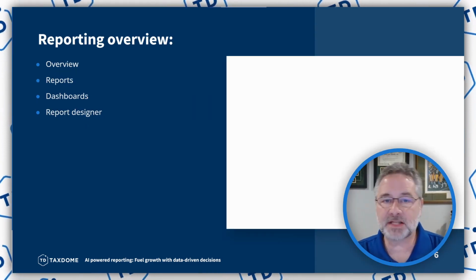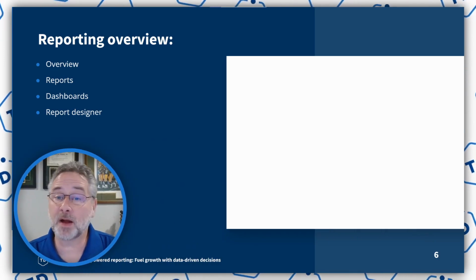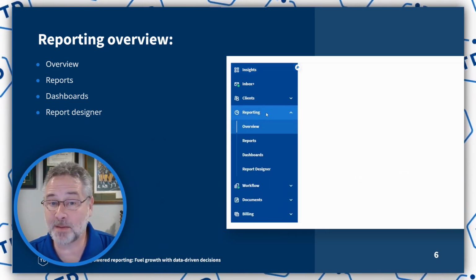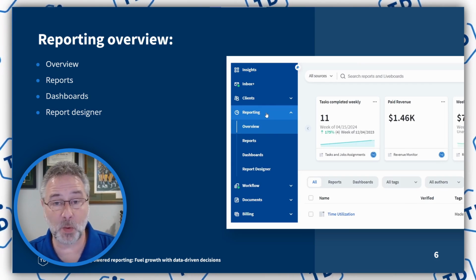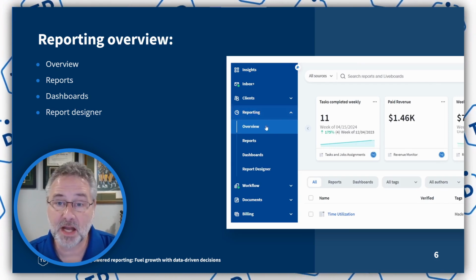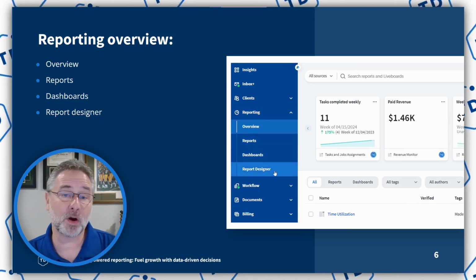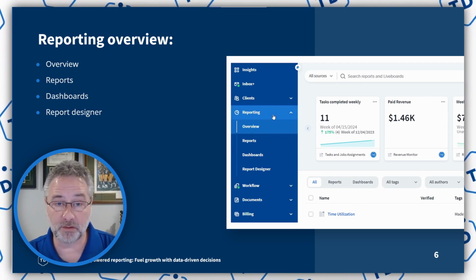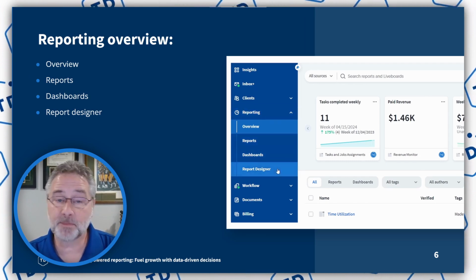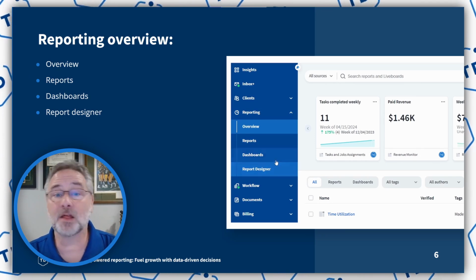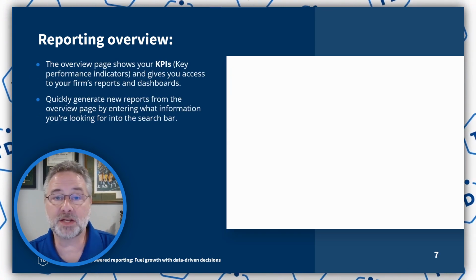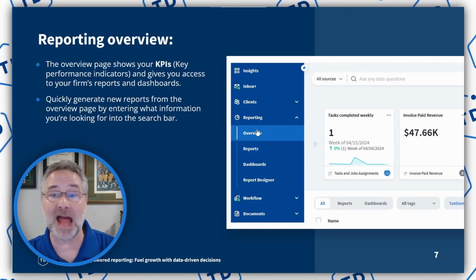Okay, first, let's go over the most important parts and clarify what they're for. You'll see a new section in the left sidebar menu simply titled Reporting. Good place to start, isn't it? Now, there you're going to find 4 pages which help you handle everything related to it: Overview, Reports, Dashboards, and the Report Designer.